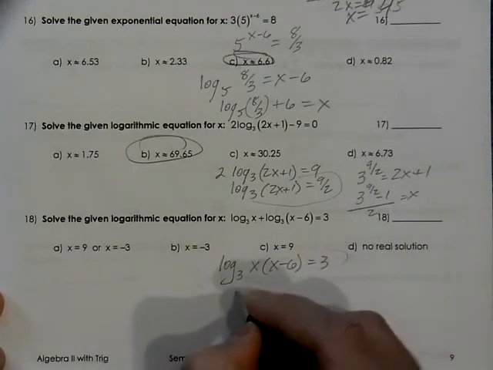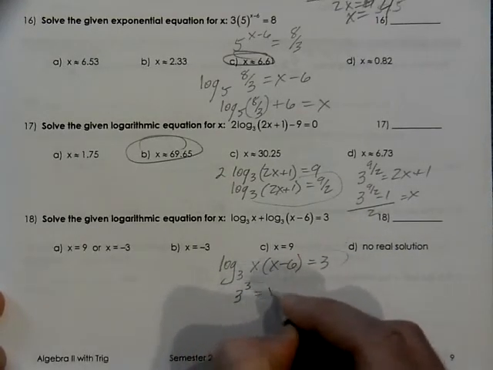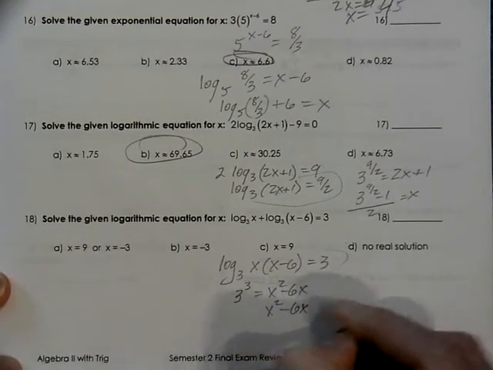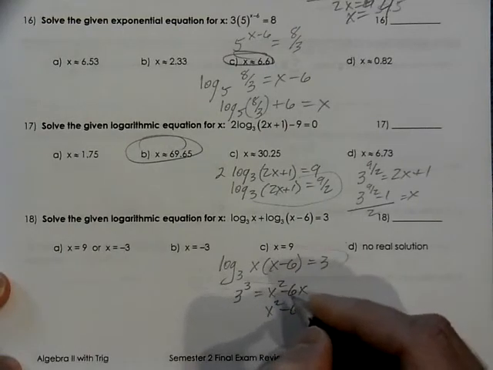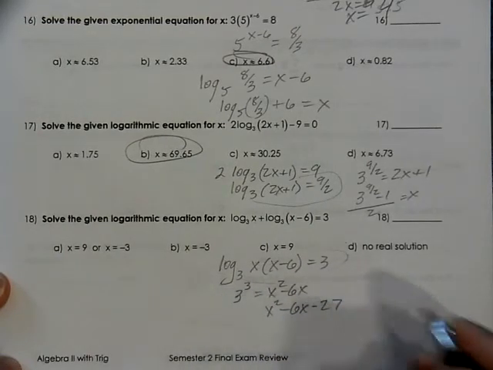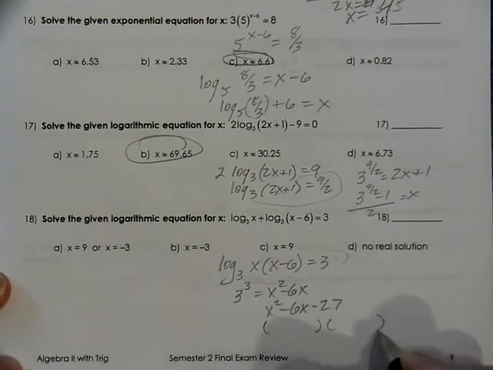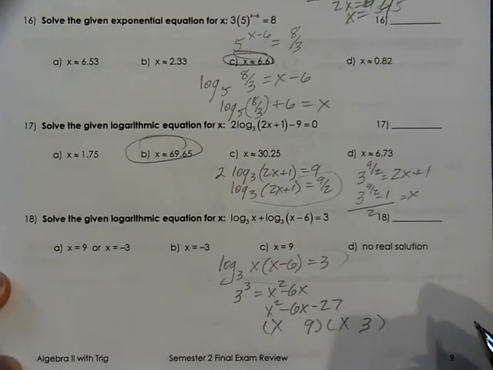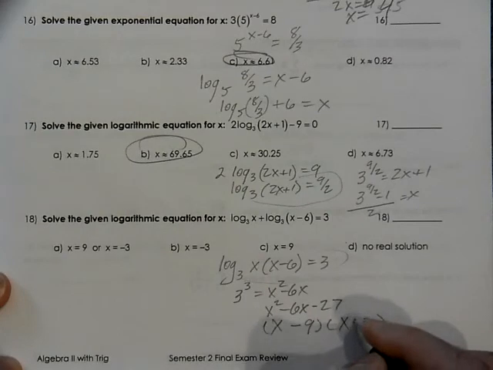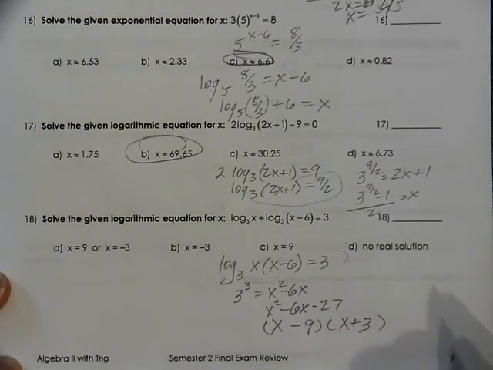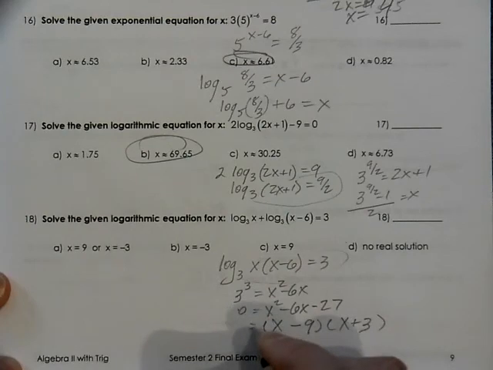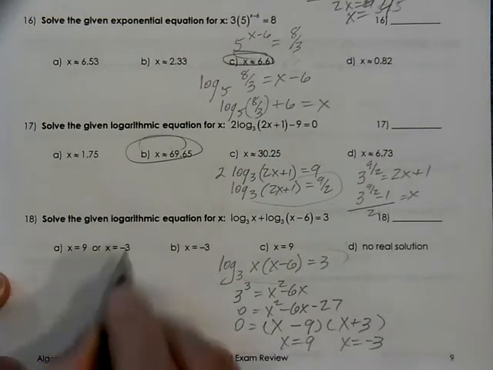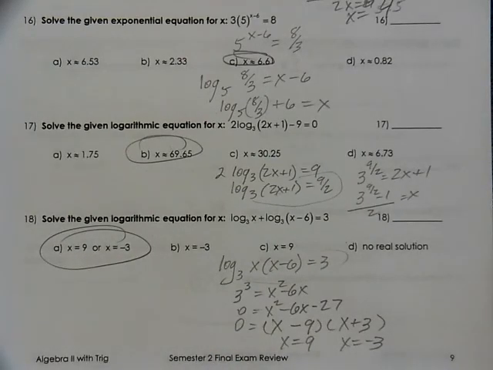So then we're going to write this as 3 to the third power equals x squared minus 6x. So this is x squared minus 6x minus 27, since 3 times 3 times 3 is 27. So we'd factor this apart. 9 times 3 is 27. It'd be a negative 9 and a positive 3 that add to be negative 6. So x is going to be 9, or x is going to be negative 3. Those are both possible answers.